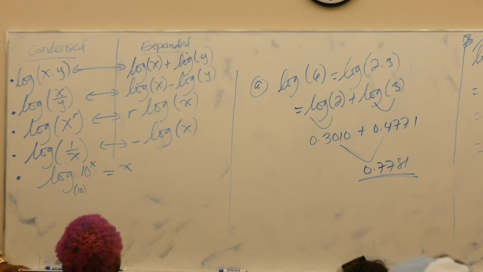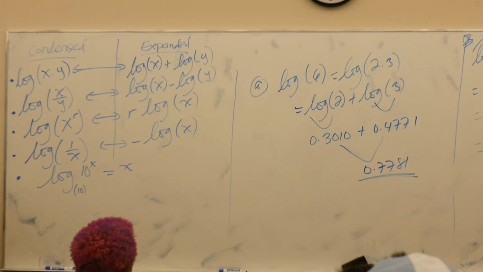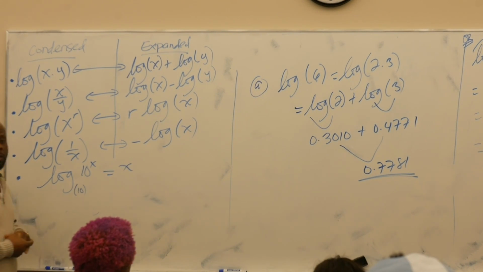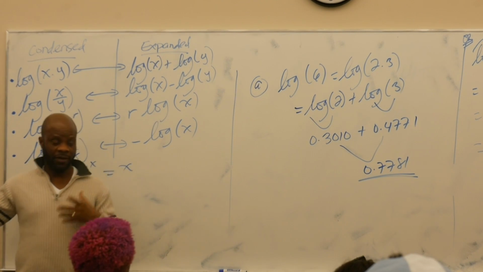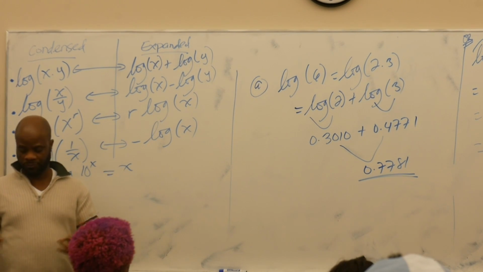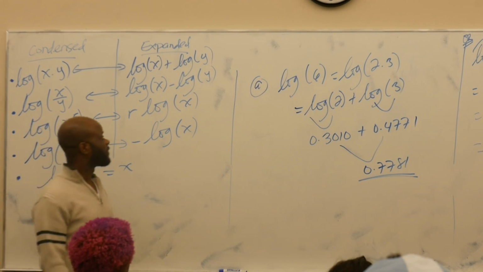Okay. Questions? So the next one says the log of 15. How do I find the log of 15 given what I have? 5 and 3. Why? Because 3 times 5 is 15.